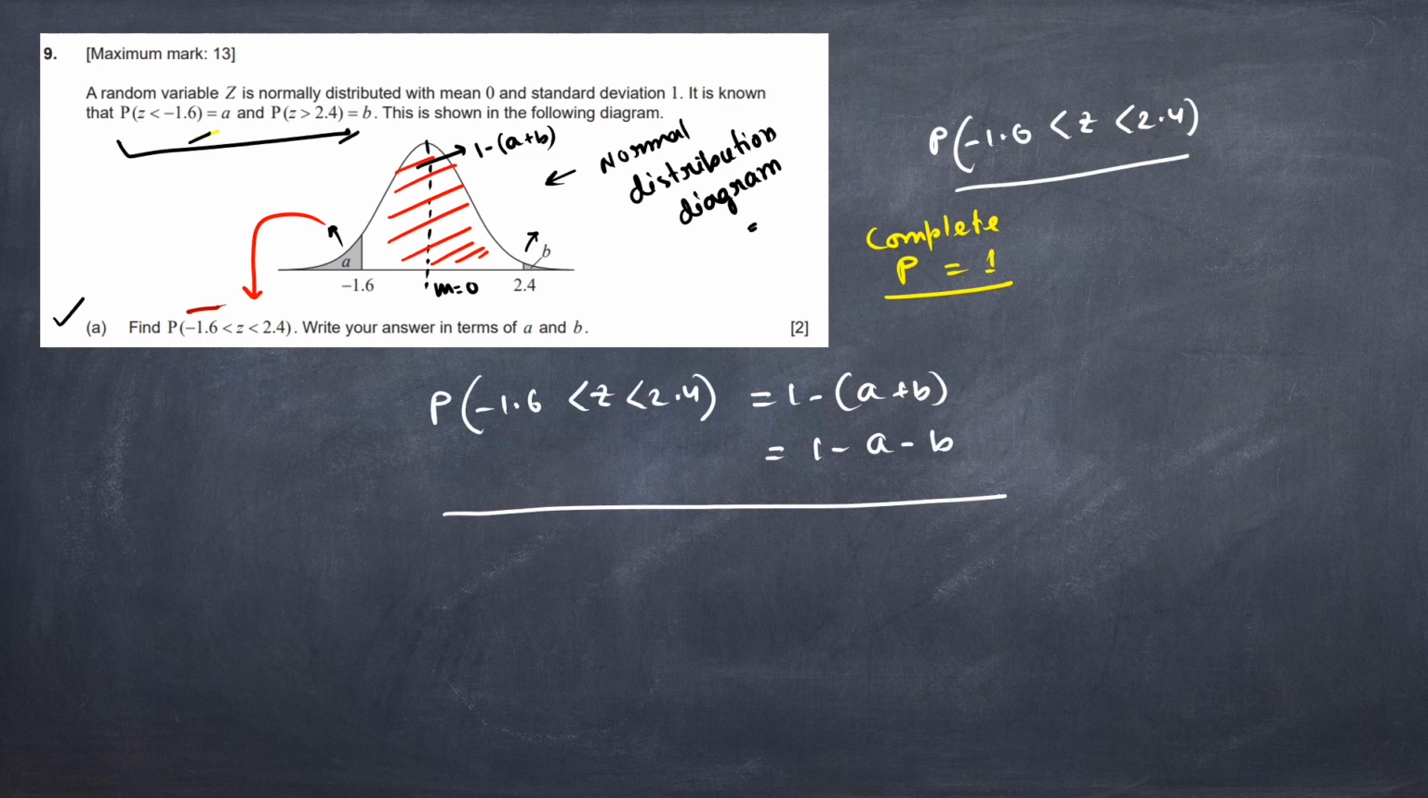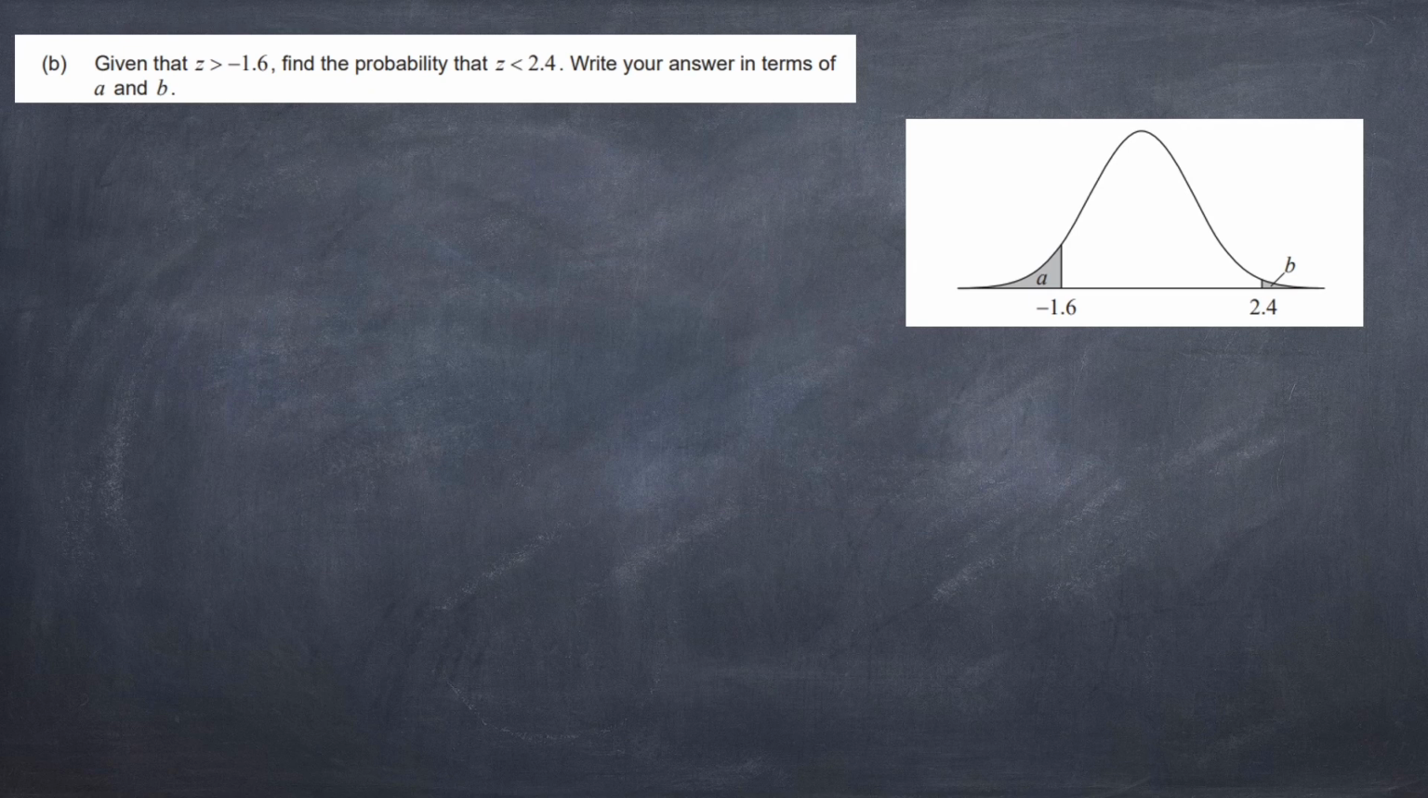Now the second question we will do. Given that z is greater than minus 1.6, find the probability that z is less than 2.4. Write your answer in terms of a and b. So the probability of z greater than minus 1.6 is given, and here we need to use conditional probability.